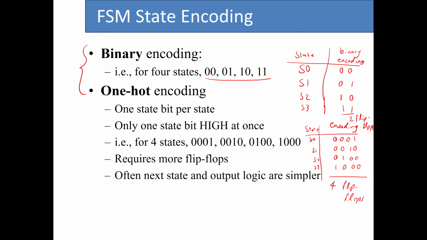So using one-hot encoding, you need more flip-flops, but usually the next state and output logic equations are simpler when you use one-hot encoding, but you have more of those simpler equations. So you have to keep that in mind as well. In the next videos, we will go over the difference between Moore FSMs and Mealy FSMs, and I will show you more examples on how to decide which one to choose.